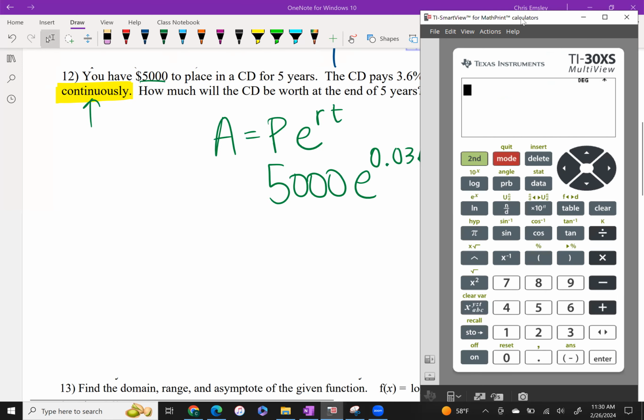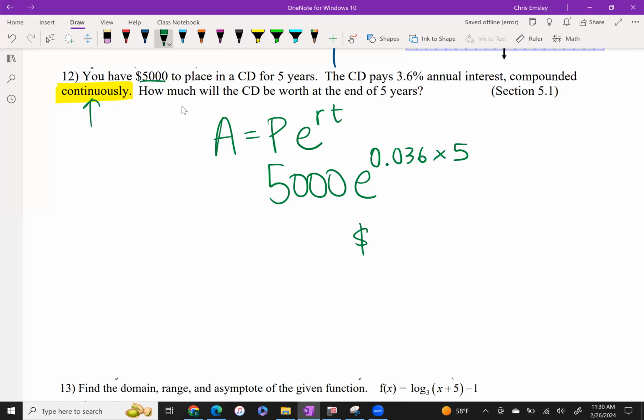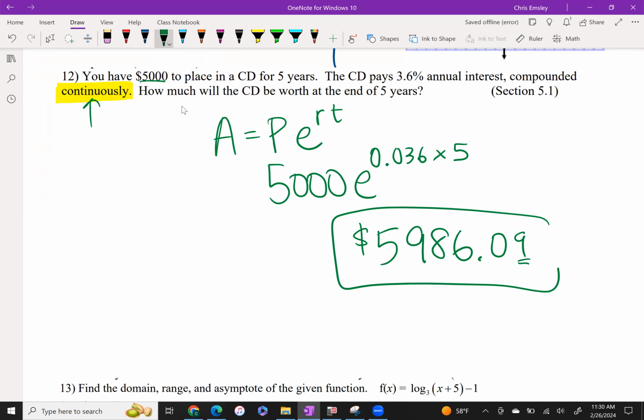Let's look at how to type that in on our calculator. 5,000. To get the e, you usually need that second button, and it's right here above the ln, e to the 0.036 times 5. There we go, $5,986. And be careful, we should round to the nearest cent. So 0.08 becomes 0.09 because of that 6 in the hundredths place. Make sure we put a $ on there. We should always label our word problem answers. $5,986.09, again, because I rounded that last digit.